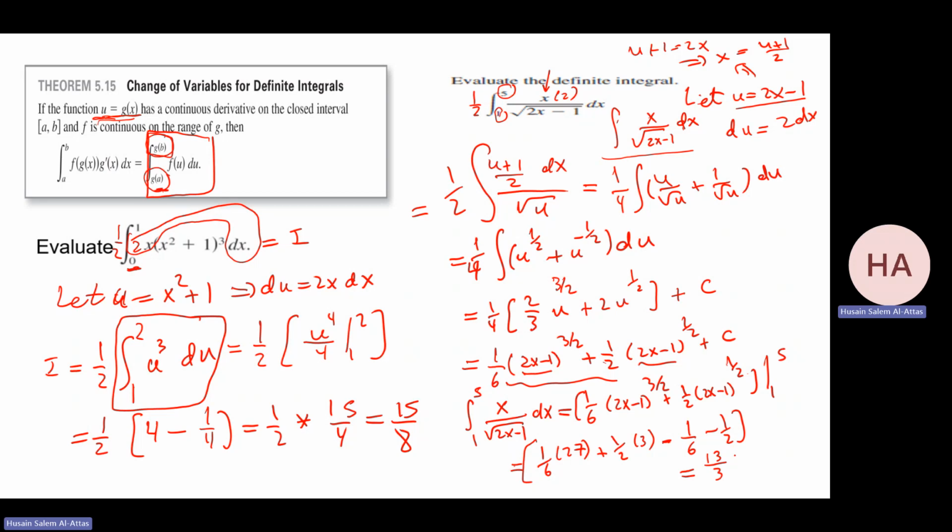3 over 2 minus half plus 1. Yeah, 3 over 2 minus half plus 1. That gives me 16 over 3. As I said, you can do the integration during the procedure, or you can leave it to the end where you deal with it as a definite integral and then substitute and use the limits of integration. Both are correct.